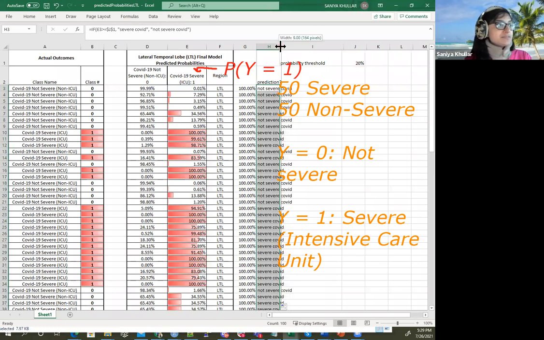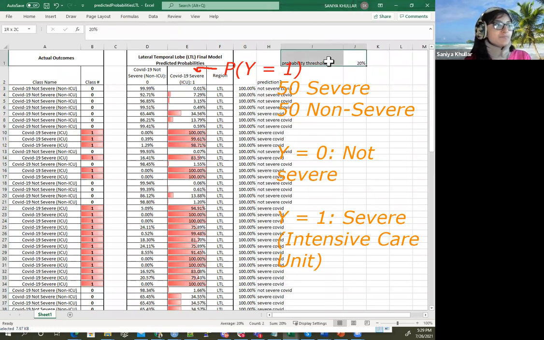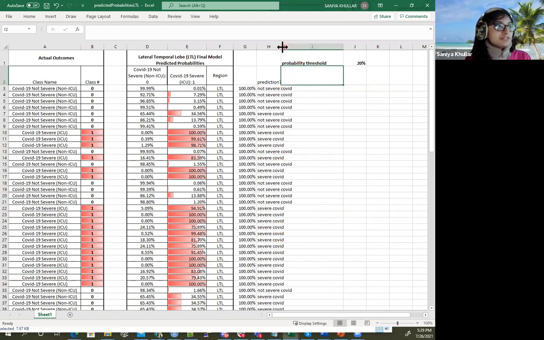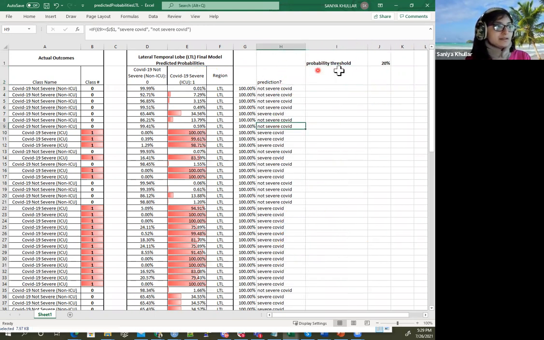As we can see here, that's my prediction. So if I'm using a probability threshold, that's how I can go about making these predictions, based on the probability thresholds, PT. That's what this is.